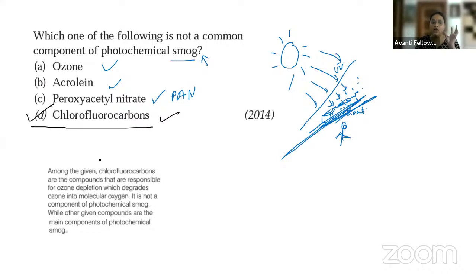Among the given, chlorofluorocarbons are the compounds that are responsible for ozone depletion. Chlorofluorocarbon उसका responsible किस काम के लिए है? So it depletes the ozone layer, which degrades the ozone into molecular oxygen. It is not a component. Ozone gets converted into O2 due to the presence of chlorofluorocarbon. It is not a component of photochemical smog, while the other given components are the main components of photochemical smog.